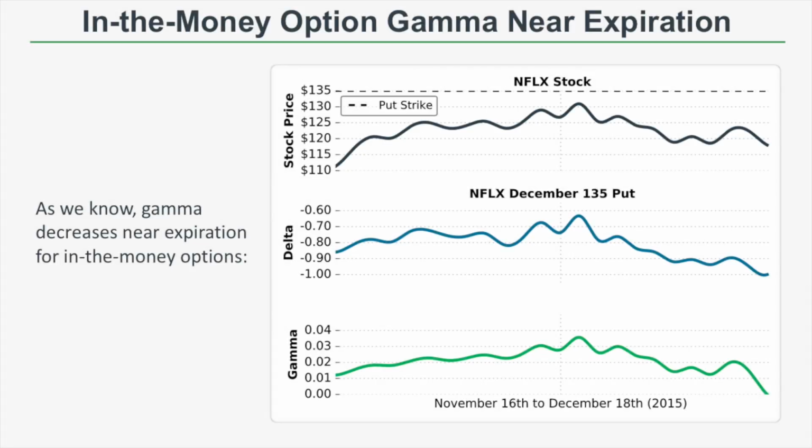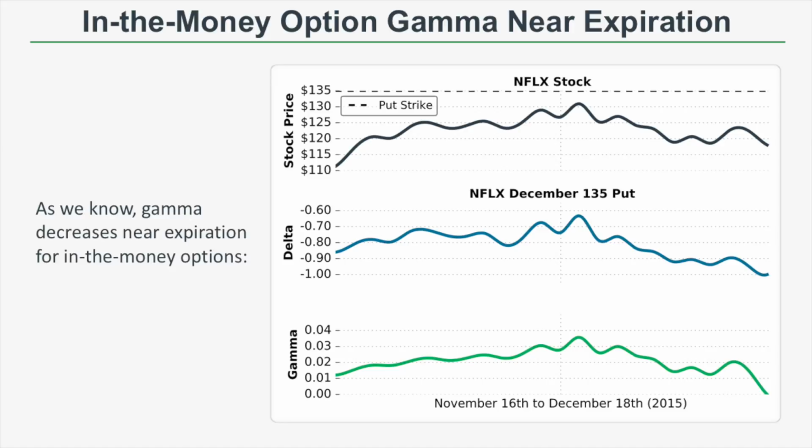Now in this example, we're looking at the option gamma of an in-the-money option as expiration approaches. Over this time period, we're looking at a put option with a strike price of $135. The stock price is below $135 the entire time, which means that put option is in the money.